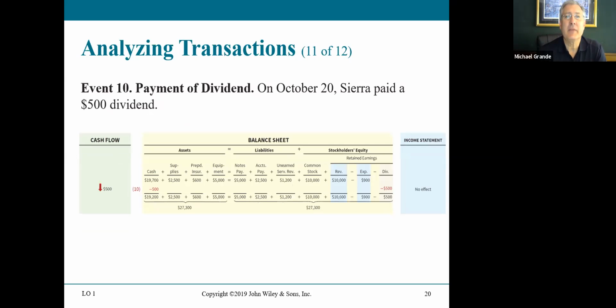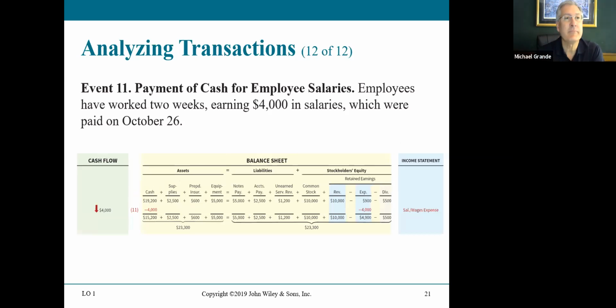Payment of a dividend. On October 20th, Sierra paid a $500 dividend. Paid, cash goes down. An asset goes down. On the left-hand side of the equation, minus 500. Dividends, as you remember from the statement of retained earnings, is a reduction of retained earnings. It drops it. It brings it down. If it drops retained earnings, it drops equity. Negative impact, minus on both sides of the equation. Equation is in balance.